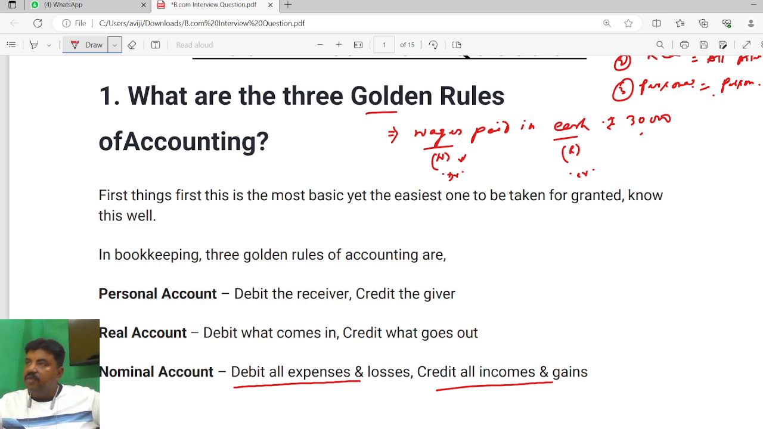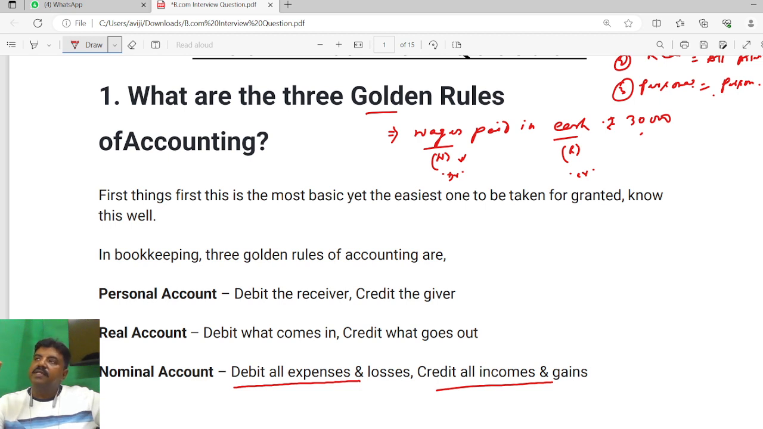So this way, the golden rule is a rule which helps us decide the debit and credit in a transaction. How to decide that? Three accounts are there: personal, real, and nominal. In personal, the rule is receiver debit, giver credit. In real, what comes in is debit and what goes out is credit.